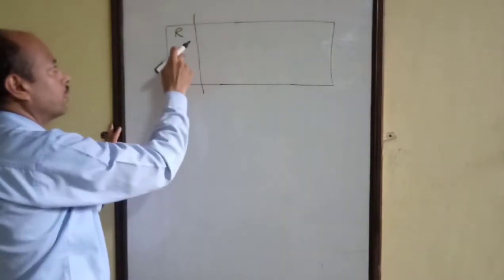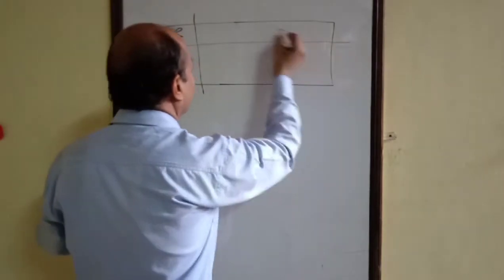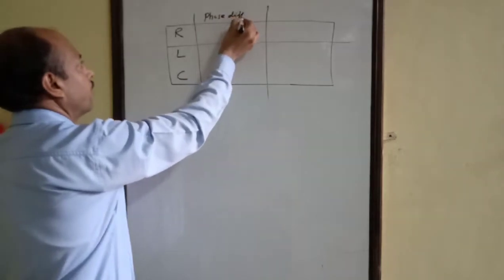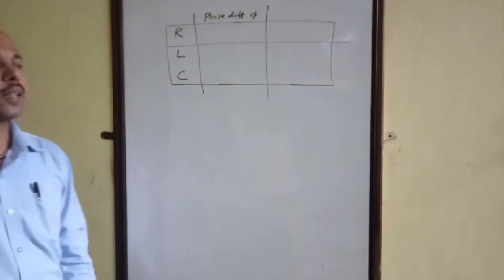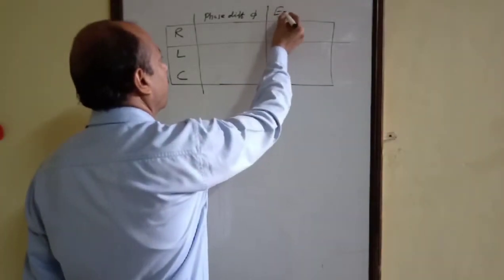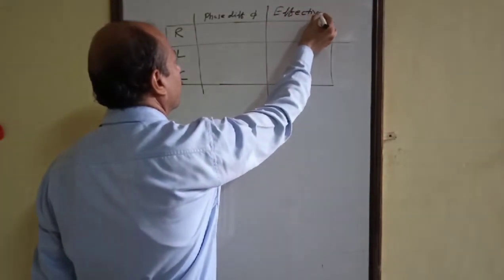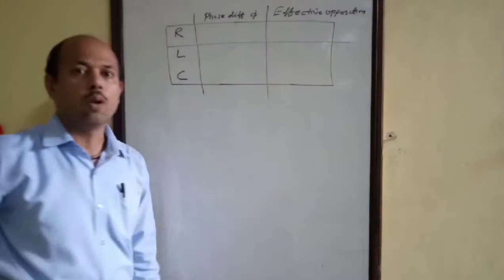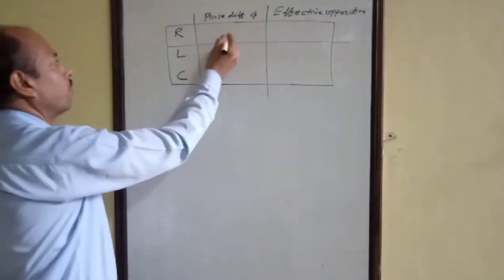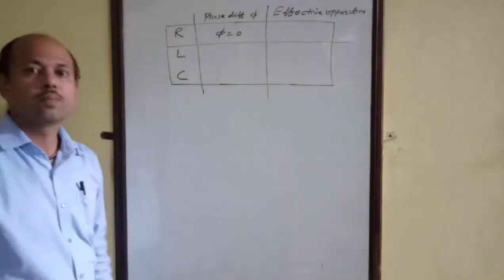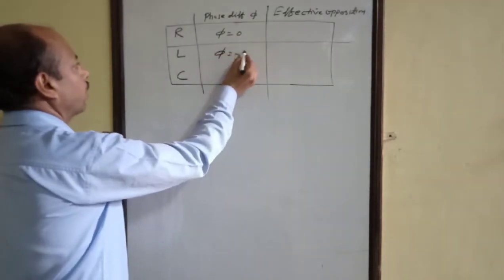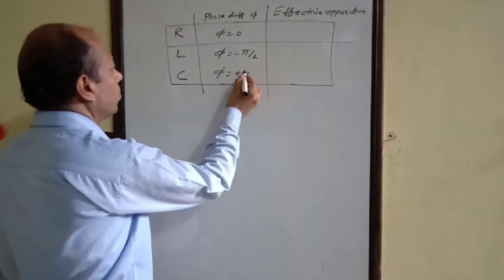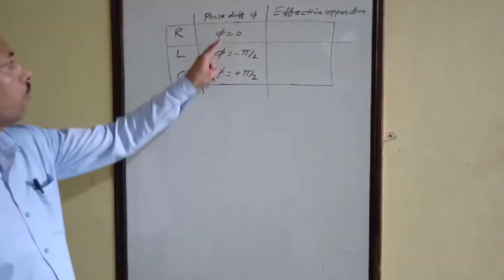This is resistor, this is inductor, this is capacitor. Here I am writing the phase difference between voltage and current, that is phi. And here we are writing effective opposition. In the case of resistor, phase difference phi equals 0. In the case of inductor, phi equals minus pi by 2. And in the case of capacitor, phi equals plus pi by 2. So these are the values of phase difference.